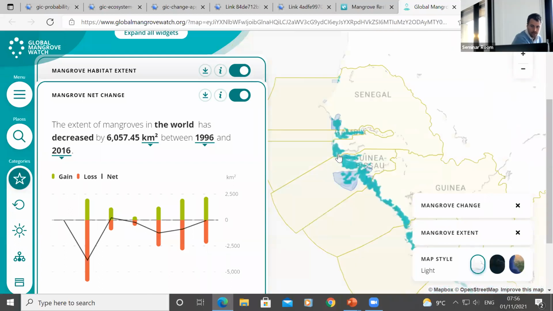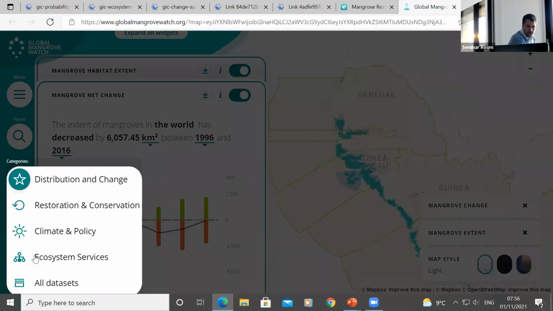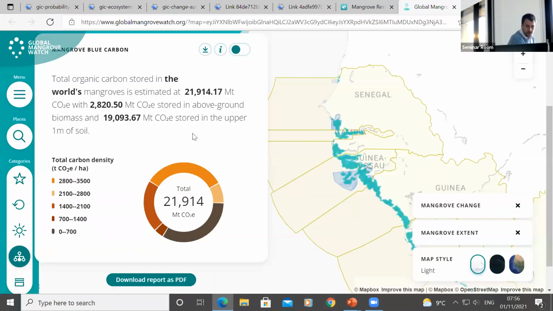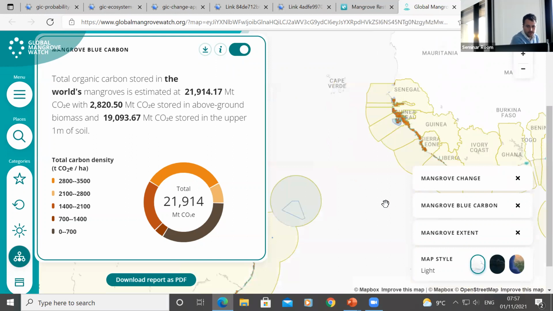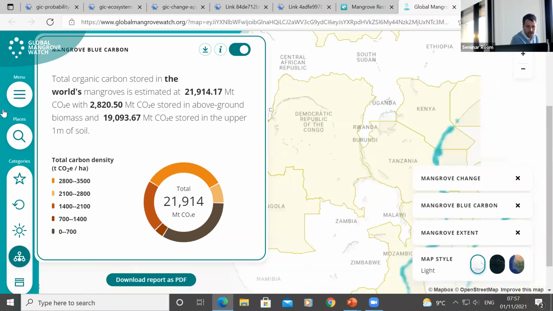I'll zoom back out. There are some more data sets that are coming very soon. This is in the process of being changed as we speak. But we do have information on ecosystem services in terms of carbon. So this is the total carbon density, and it again shows you the global value. And you can again just turn on that data layer. What you can also do is start to look at individual countries. So I'm going to go back over this way.